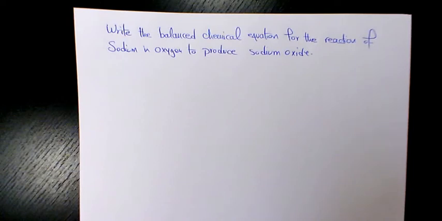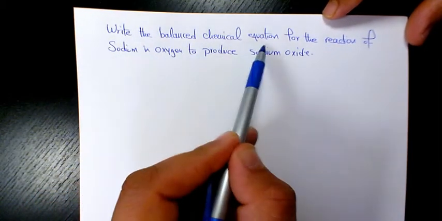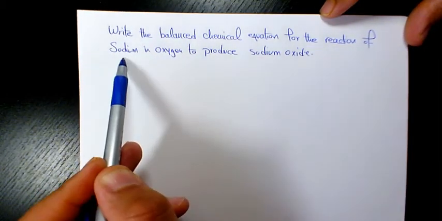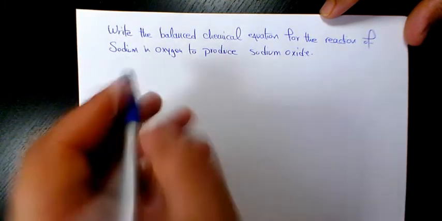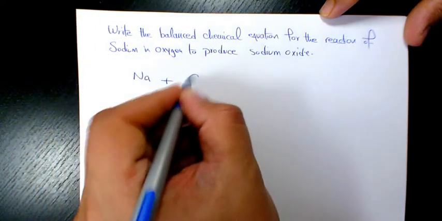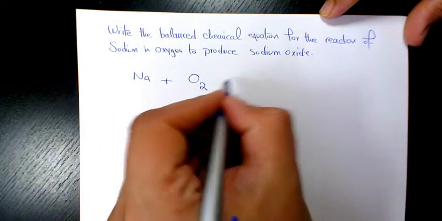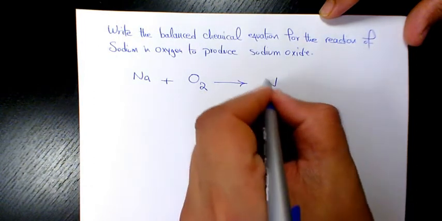Welcome to another video. In this video I want to show you some examples regarding balancing chemical reactions. The first example I have here says write the balanced chemical equation for the reaction of sodium in oxygen to produce sodium oxide. Sodium is Na, oxygen is molecular oxygen, O2. It's gonna produce sodium oxide. Sodium oxide is Na2O.